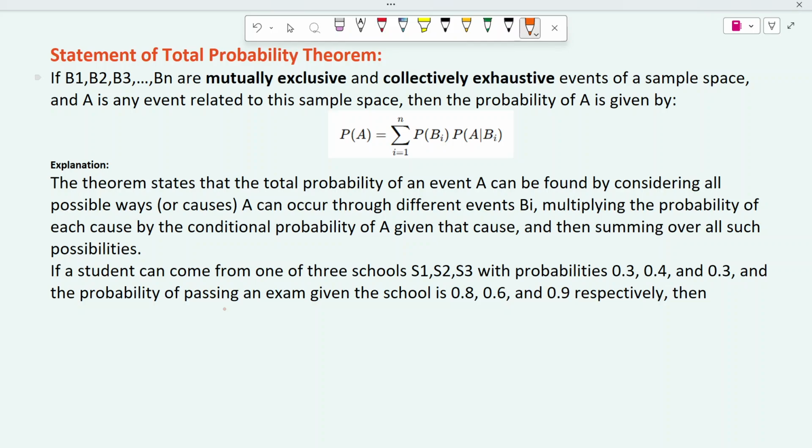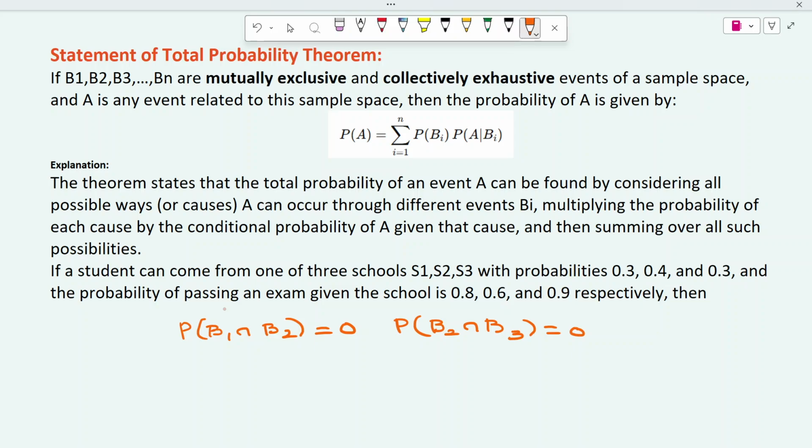Mutually exclusive means they don't have any common elements or intersection. The probability of the intersection of all these events, that is, the probability of b1 intersection b2 is 0, and similarly the probability of b2 intersection b3 is equal to 0. That is what is meant by mutually exclusive.